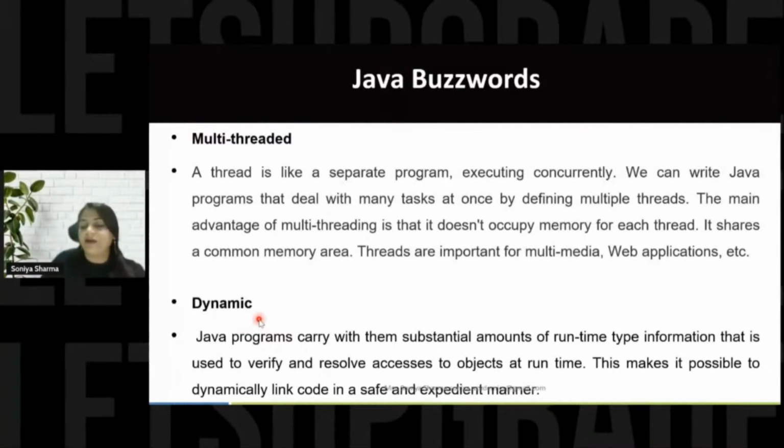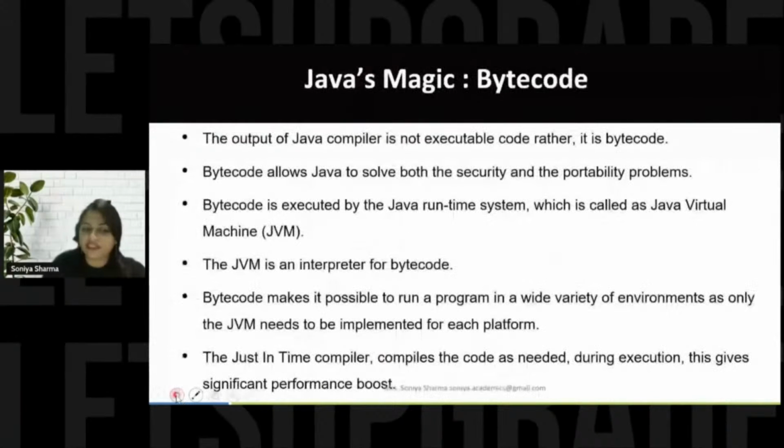It's dynamic. Dynamic means there is compile time allocation and there is runtime. I hope you are aware that compile time means the memory allocation and the object to method binding happen at compile time, which is static. You can do it at runtime also, dynamically. So Java supports dynamic allocation, that's why it is dynamic. Runtime allocation it supports. And Java's magic, bytecode.